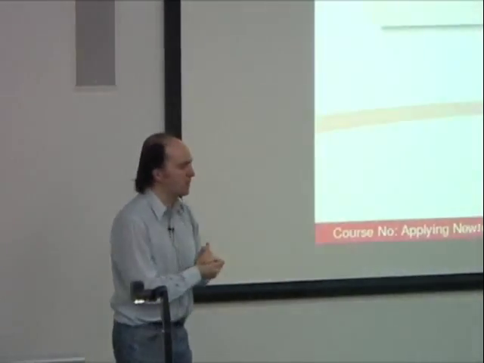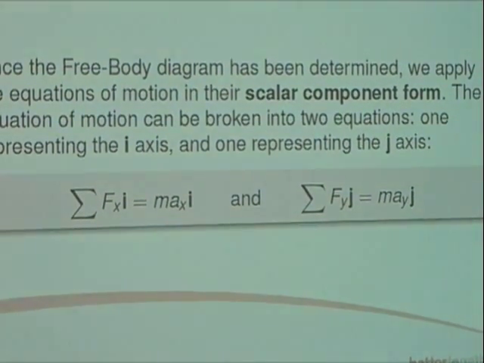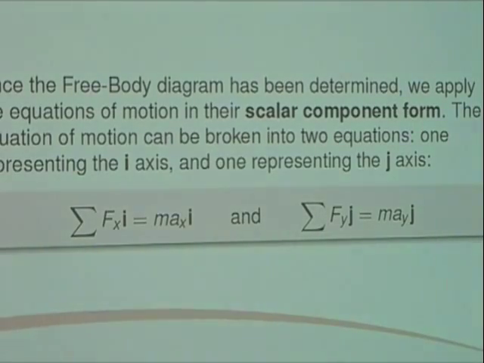In their component forms, Newton's second law looks like this. We've got the sum of all the forces in the x direction equals the mass times the acceleration in the x direction, and obviously that's all multiplied by our unit vector i, because that's in the x direction. Then in the y direction, we have the same thing: the sum of all the forces in the y direction equals the mass times the acceleration in the y direction. So this is our decomposed form of Newton's second law.